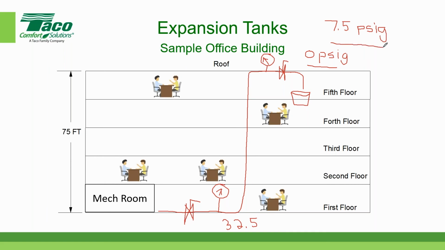Someone typed in 40. That's correct. So if I pressurize the system, so I have 7.5 at the top, I'll have 40 at the bottom. And if I have 40 at the bottom, I've just determined what my minimum pressure needs to be at my expansion tank, if my expansion tank is at the bottom of the system in the mechanical room at the lowest point in the building, 40 PSIG.